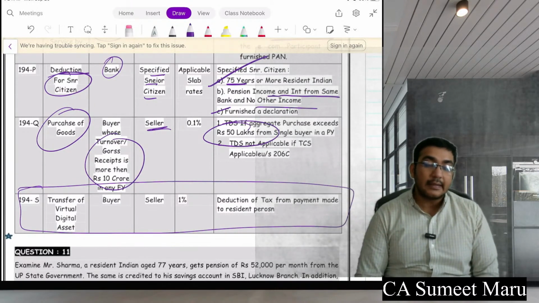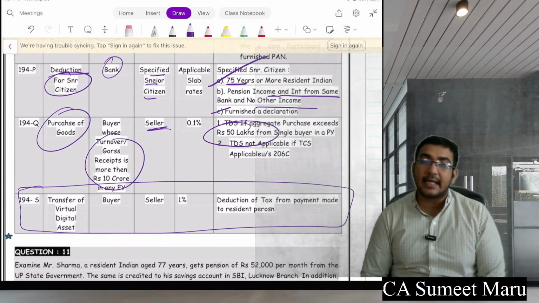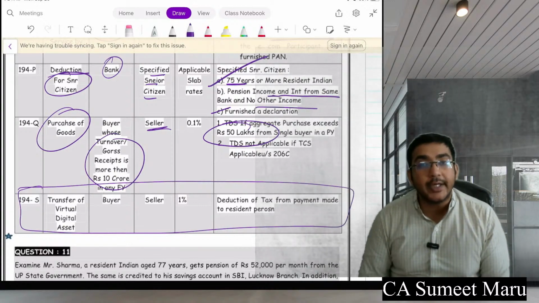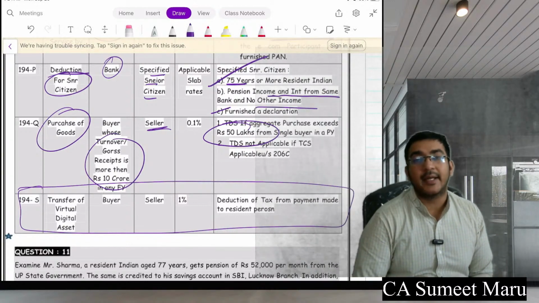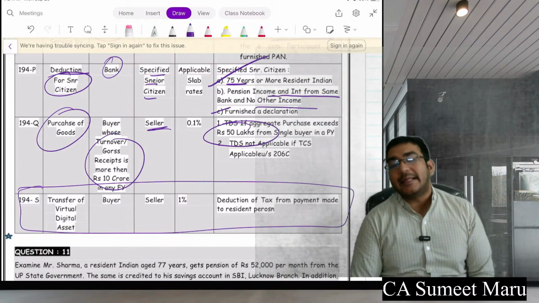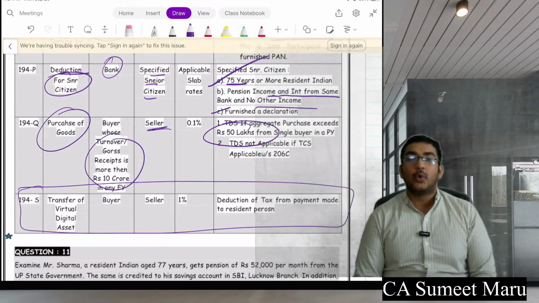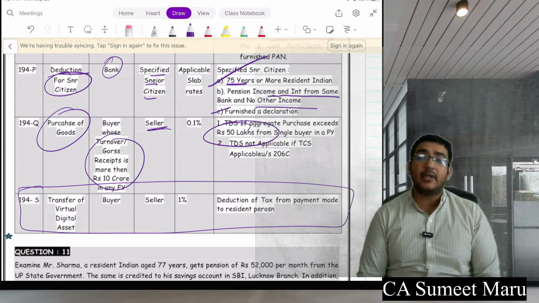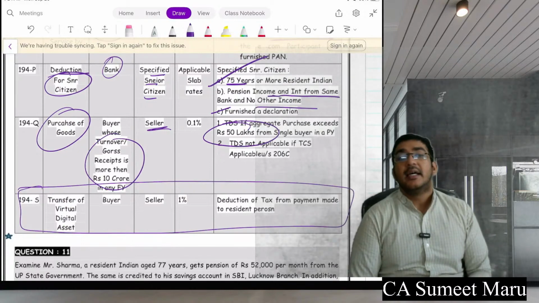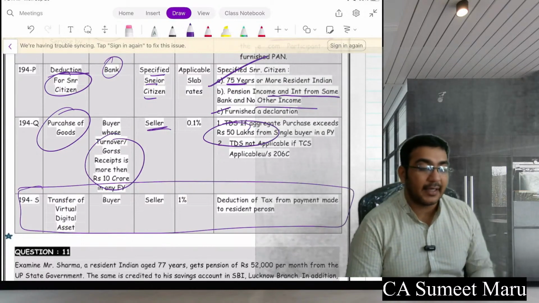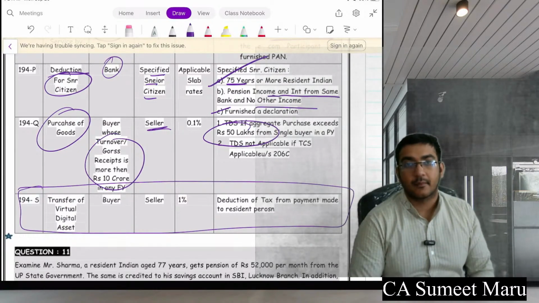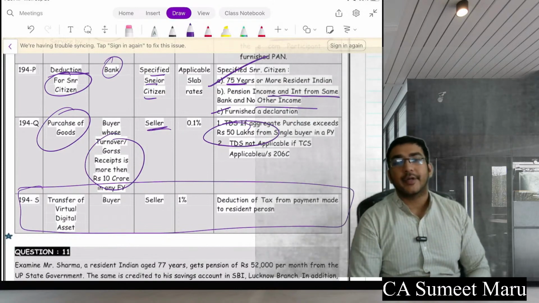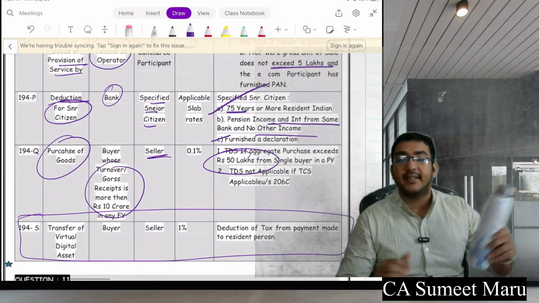So these are all the TDS sections, the limits and the percentages, who needs to deduct and when. I request you, please make a chart somewhere and do it. It's very important and at the same time very difficult if you just sit and do it. This is something you will have to revise again and again so that you remember things. Okay, so here you have to set it and you have to complete it.